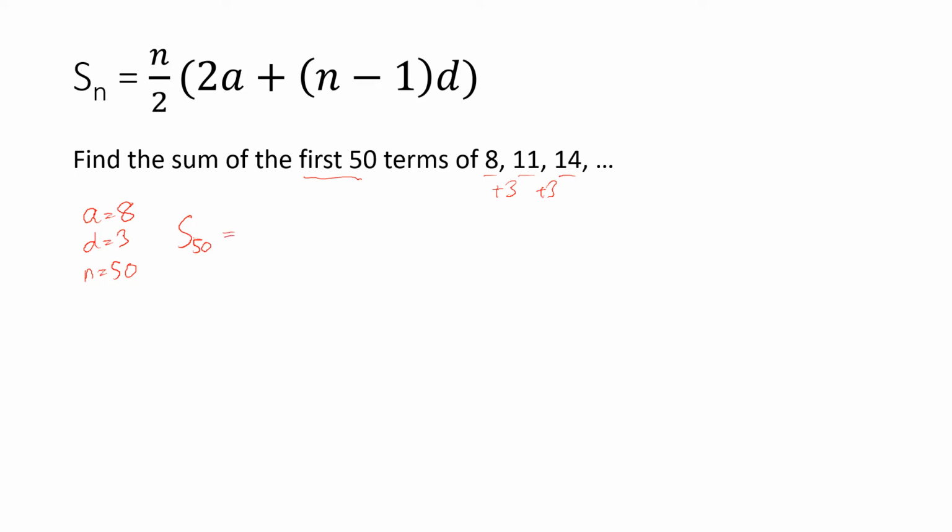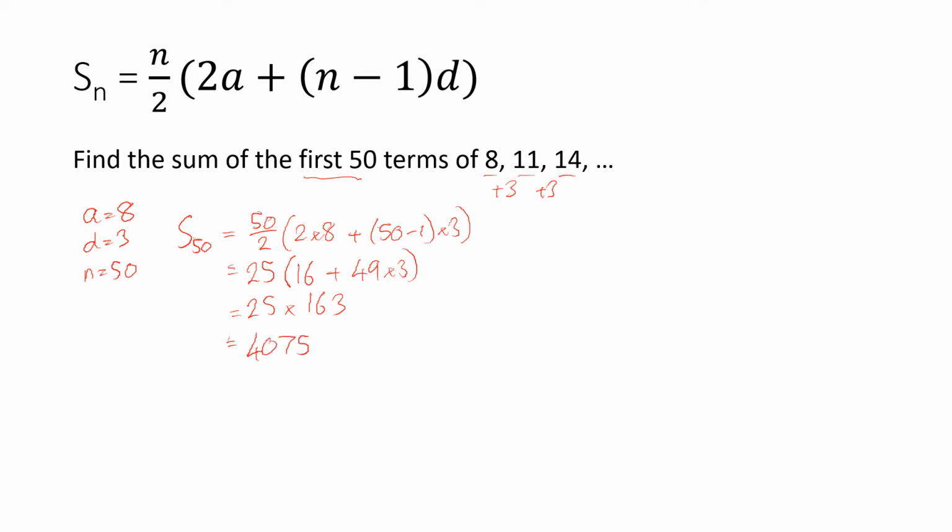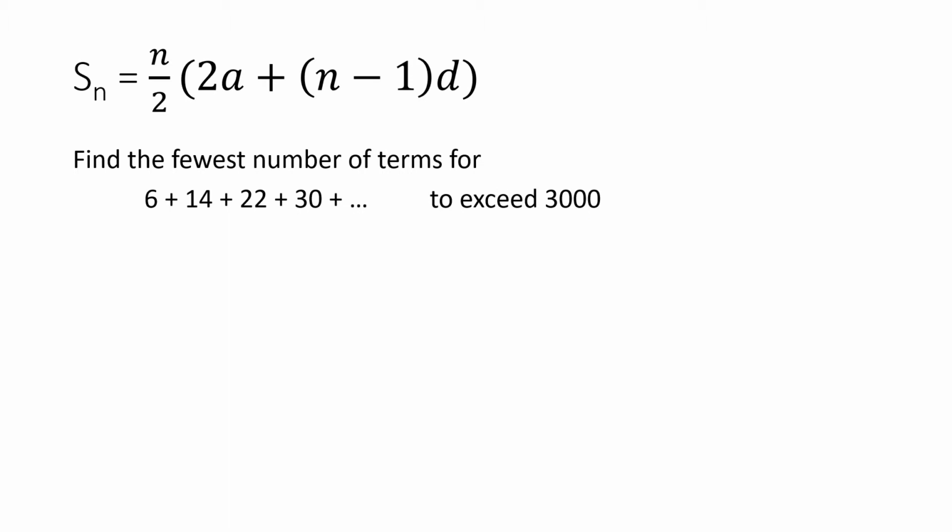And if we plug everything into that formula, we'll have 50 over 2, 2 times 8, plus 50 minus 1 lots of 3. Simplify it a little bit, 25 lots of 16 plus 49 times 3, 25 lots of 163, and that'll give us that the sum of the first 50 terms is 4075.